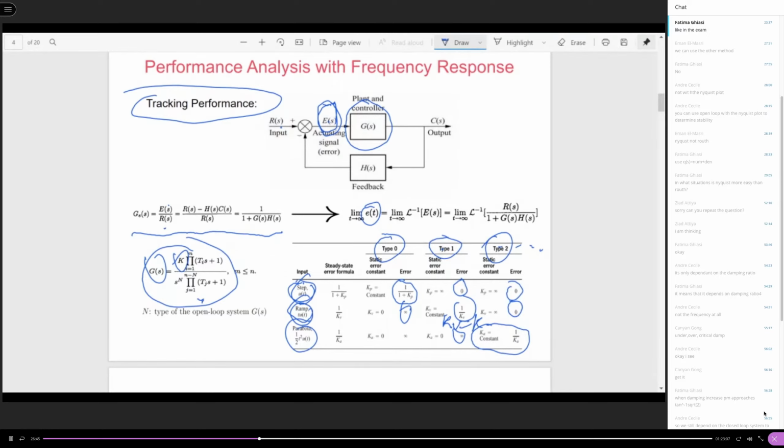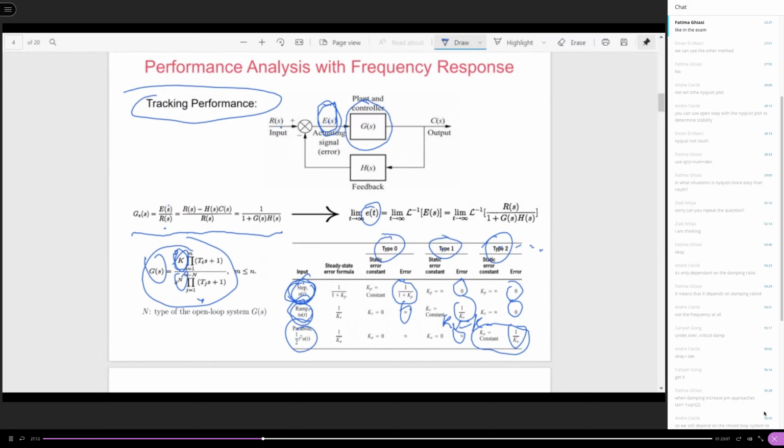Okay, acceleration signal with an error, and the error is bounded by this number. Again, this k sub a is equal to k. Okay, so once you know the type, read this number n, and then specify what kind of signals you want to track, and the tracking performance can be very well read from the value of k.